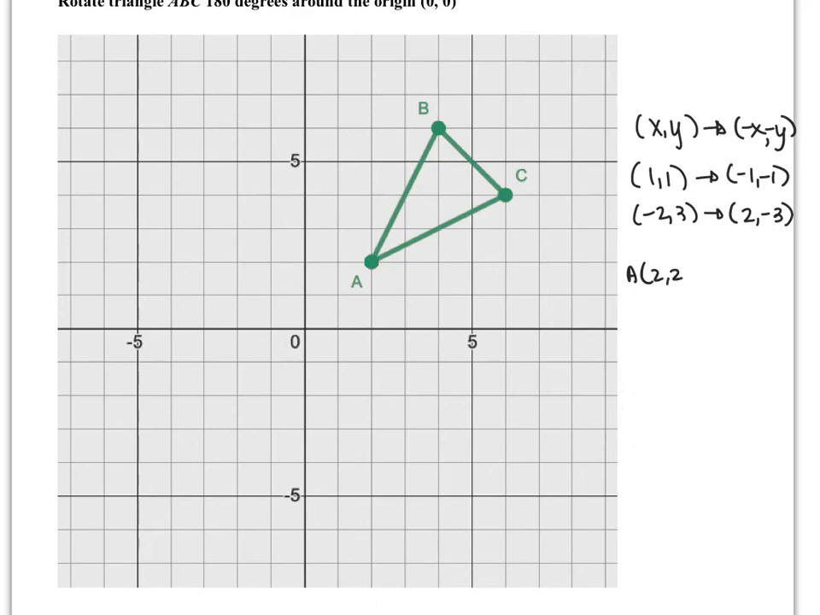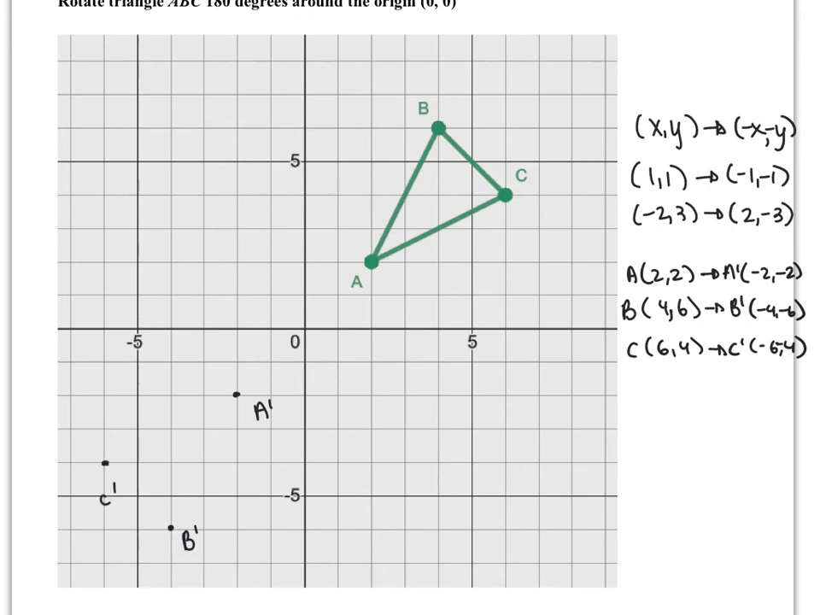So I'll start with my pre-image point A, and so A prime would be negative 2, negative 2. And that's going to end up in quadrant 3. Coordinates of B, 4, 6. And so image point B prime would be negative 4, negative 6. And pre-image point C is 6, 4. Image point would be negative 6, negative 4. And that would be over here. And then I would connect with lines again.